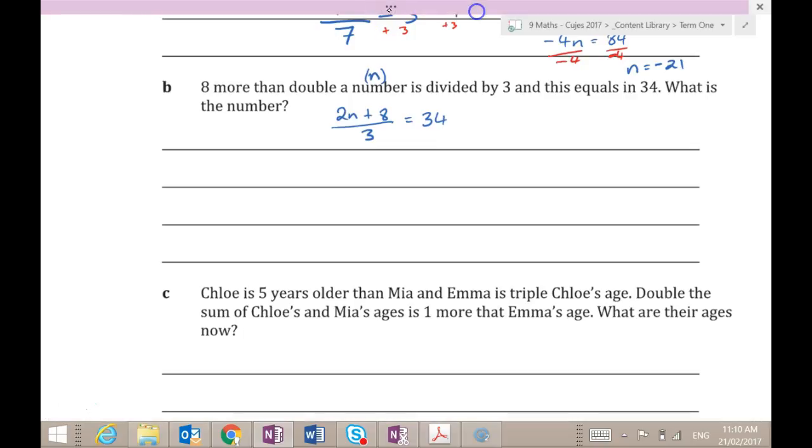Now we just go ahead and solve it. What's got the least to do with my letter? The 2, the 8, or the 3? 3. So we get rid of that first, don't we? Excellent. On the left-hand side it cancels, so I've got 2n plus 8 equals 102. Subtract 8 from each side.